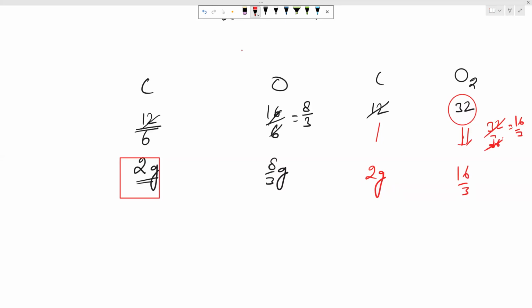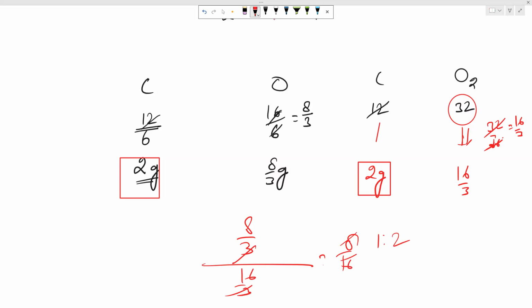Got it? Now, keeping the mass of one element constant, the other elements will be in the simplest ratio. How can you say? Divide 8 by 3 with 16 upon 3. You cut 3, you will get 8 upon 16, and the ratio is again 1:2. Means they also have the simplest ratio. They will always have a fixed whole number ratio. It is not like 2.5 to 3. They will have the simplest whole number ratio.